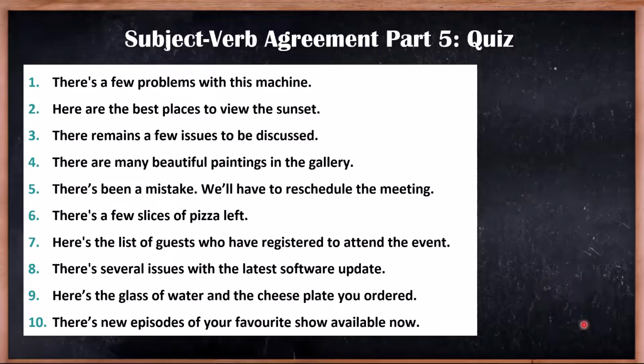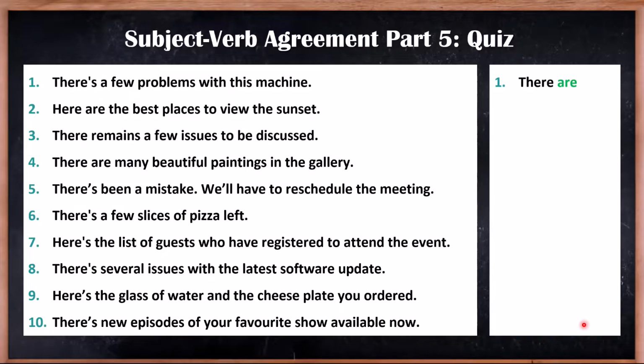Okay, so let's correct these together. Number 1 is incorrect. It should be there are a few problems with this machine. The subject is problems, so we need a plural verb, are, not is. Number 2 is correct. Here are the best places. Places is the subject and it's plural, so we use a plural verb.